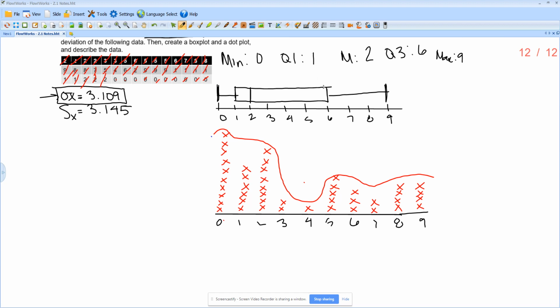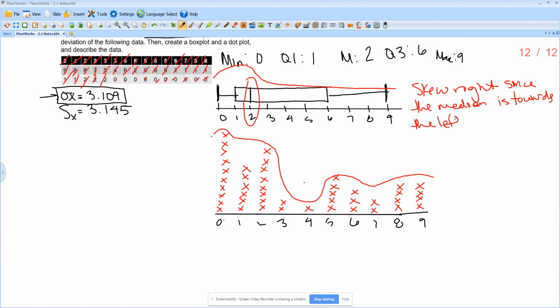However, this box and whisker plot, having my median here and having all of this data, means that it looks more like that. So here it would seem like this is skew right. The dot plot isn't necessarily showing that as great, but this box plot does make it seem like it's skew right, since the median is towards the left. So that would mean that something like this 9 or these 8s is pulling the mean so far away from where the true sort of center of data is.